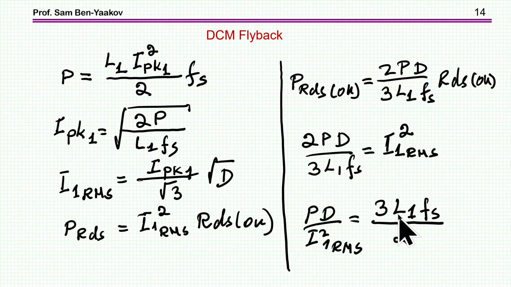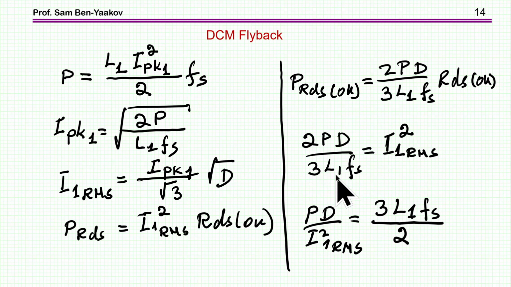So if I'm keeping the inductance and the switching frequency constant, then I should be able to run a simulation with different duty cycle and power level and measure the power, the duty cycle and the RMS current. And this ratio must be equal to a constant number for a sweep of, say, duty cycle. Okay?